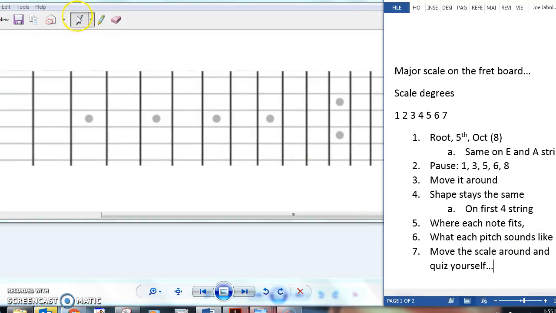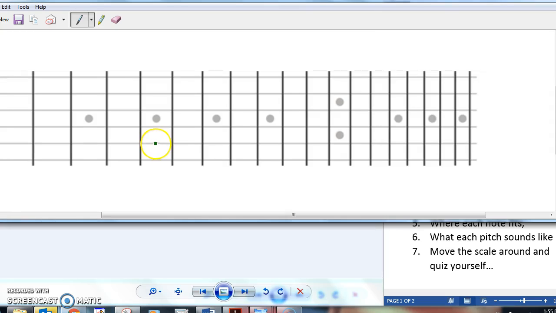Okay, so let's practice this in a different key. Let's go to D. So here's your D. This is your fifth fret on your A string. So here's your D. Here's your fifth. Here's your octave. Again, it's always going to be the same. So then that moves your third over here. So here's your root. Here's your third. Here's your sixth. It's important to know these. Root, third, fifth, sixth, octave.